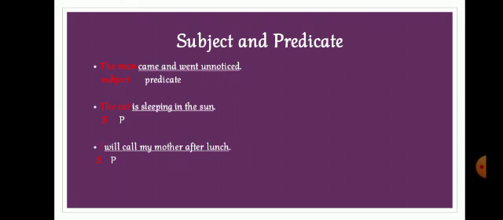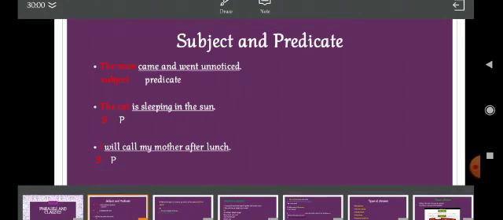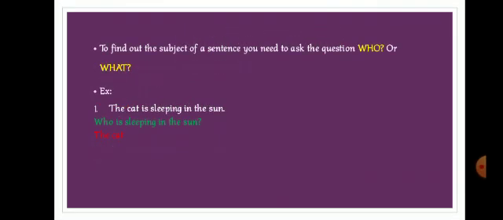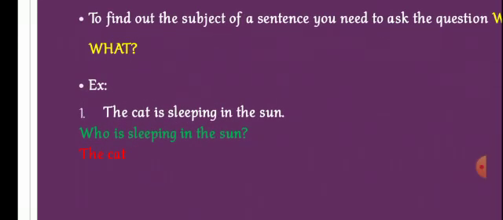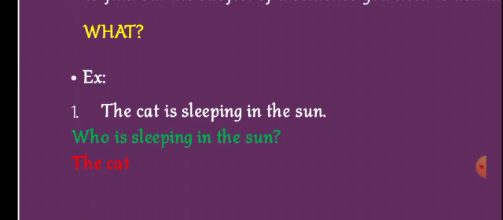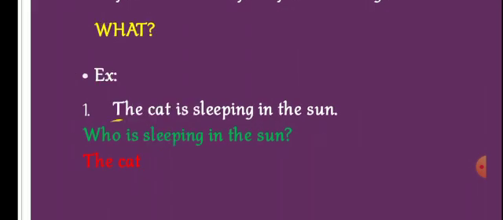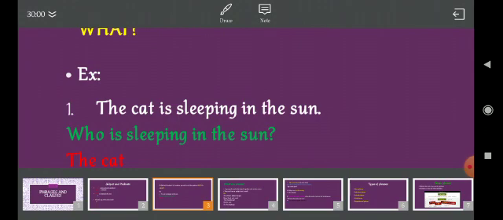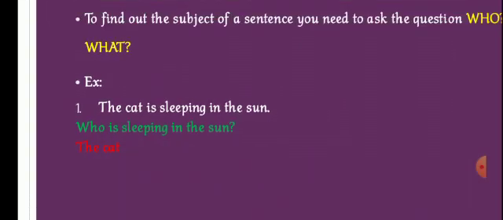That method is, to find out the subject of a sentence, you need to ask the question who or what. This is the next method. Now see this sentence here: The cat is sleeping in the sun.